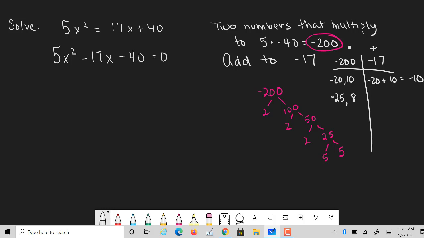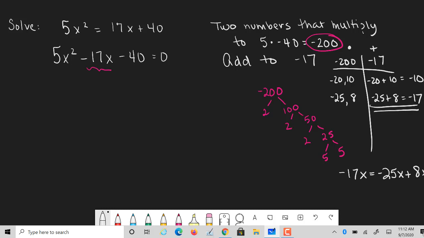If you multiply those, you do get negative 200, and when you add them, you get negative 17. Okay, so that's the middle term that I was trying to come up with. So now I'm going to do factor by grouping. I know that negative 17x is going to be negative 25x plus 8x. That was the whole point of doing this.